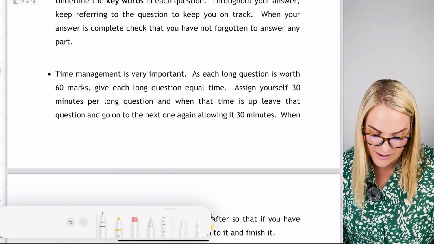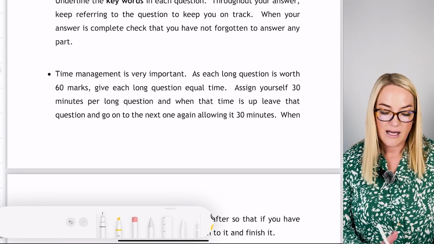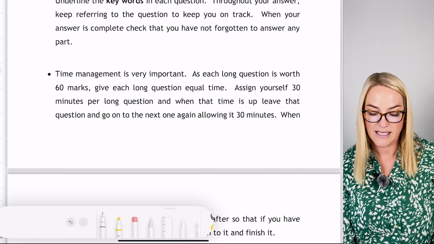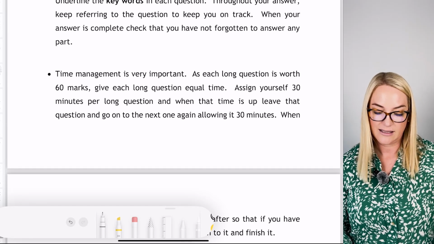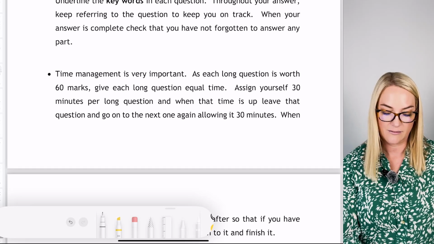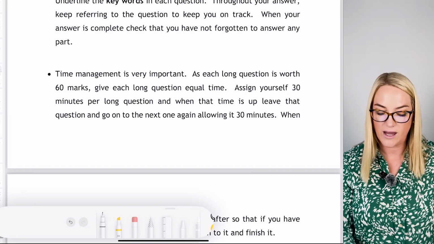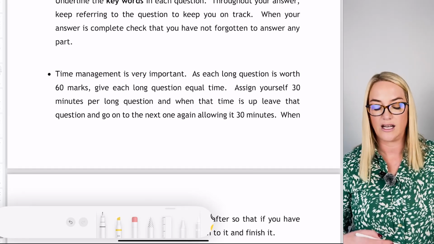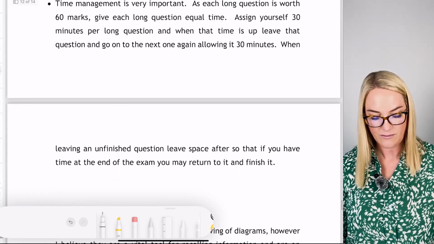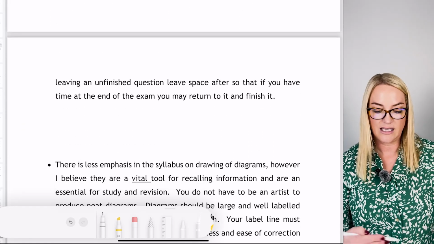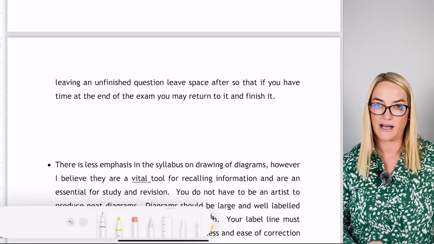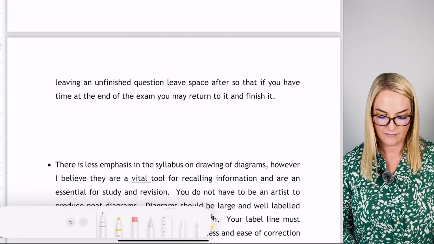Time management, I've mentioned. Time management is very important, as each long question is worth 60 marks. So I would assign yourself 30 minutes per long question. And when that time is up, leave that question and go on to the next one. When leaving an unfinished question, leave space so that if you have time at the end, you can go back and complete it.